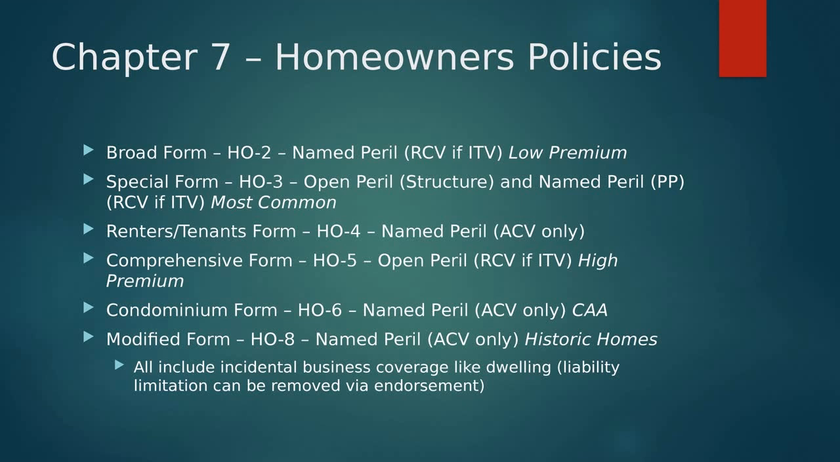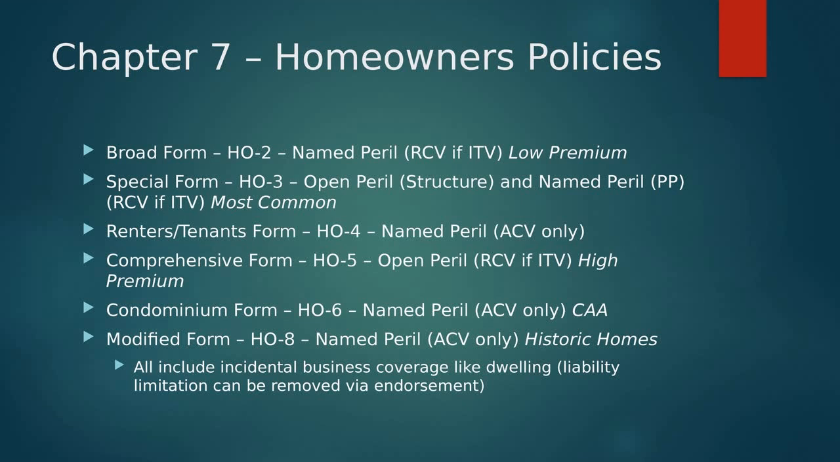This is on a named perils basis only. It is a valuation on the structure for replacement cost value, up to the coinsurance amount. The feature for a broad form is that this is the lowest premium available on a homeowner's form.